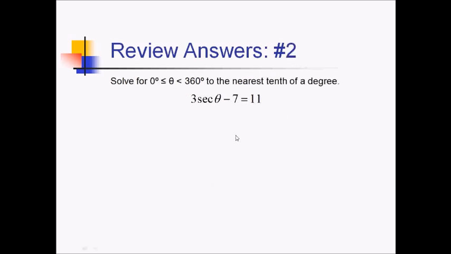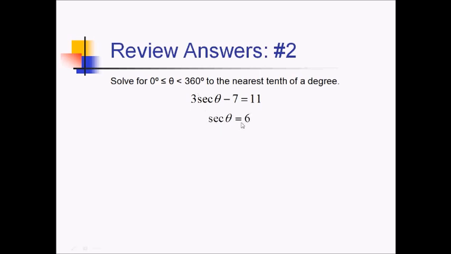For this problem, we have secant that we're trying to isolate and get an angle out of. Secant is not one of the calculator button angles. It's not cosine, sine, or tangent, so we'll have to do a little extra work on this one. Let's start by isolating secant of theta, though. So adding 7, we have 18. Dividing by 3, we have secant of theta equals 6.